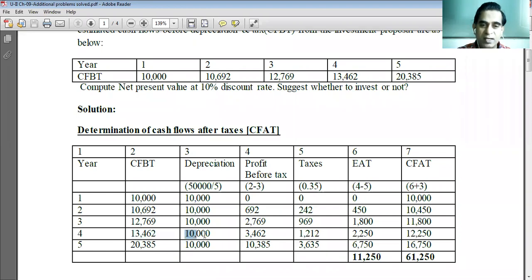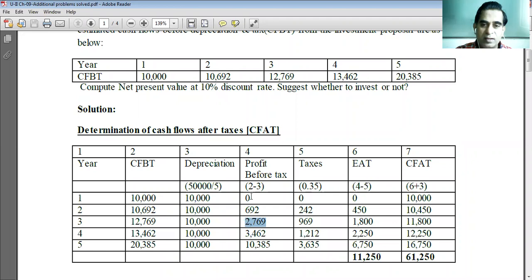13,462 minus 10,000 is equal to 3,462. So this is the profit before tax in year 4. 20,385 minus 10,000 is equal to 10,385, the taxable income or profit before taxes in year 5. So on this amount each year we are going to charge a tax of 35%, which will be deducted from cash flows before depreciation and taxes or CFBT.